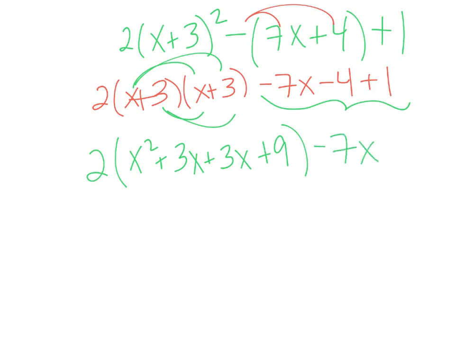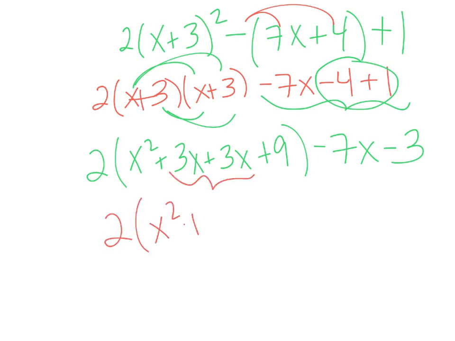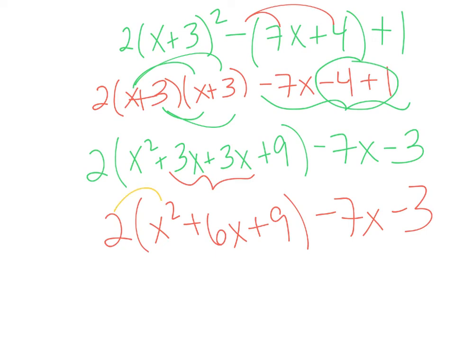Minus 7x. And while I'm at it, I might as well combine like terms. That should be a minus 3. All right, let's keep going. I'm going to combine what's inside here. So I have 2 times x squared plus 6x plus 9 minus 7x minus 3. Now, let's actually distribute the 2 into everything. I'll have 2x squared plus 12x plus 18 minus 7x minus 3.